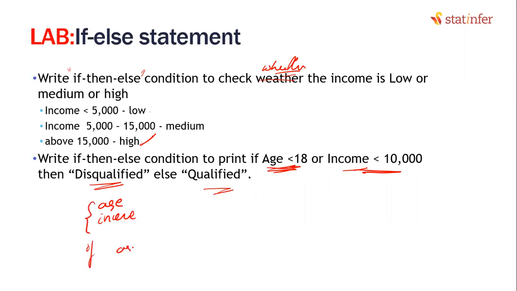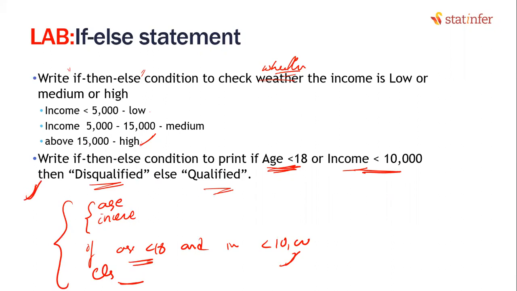If age is less than 18 and income is less than 10,000, then you're printing something, else you are printing something else. Check this. It is slightly more complex than what we have discussed, but you must be able to do it. Do some Googling here and there, do some searching. You must be able to do it. That is your first exercise.